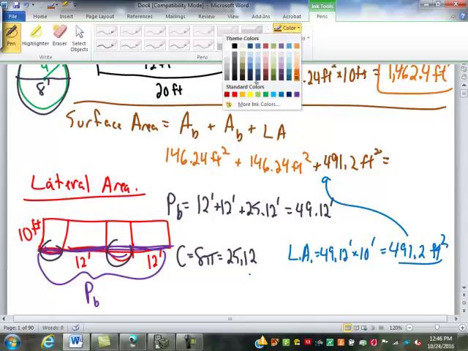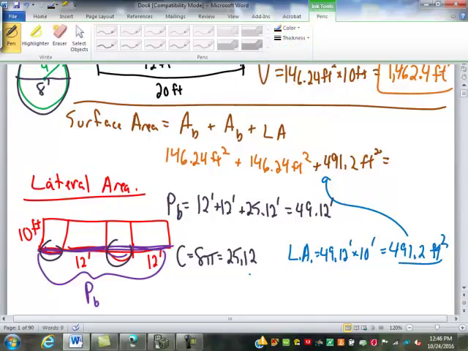When we add those all together, 146.24 and another 146.24 give us simply 292.48, with our 491.2. It's going to give us 783.68 square feet. That is our surface area. Does that look familiar? Did anybody come up with both of those? Anybody come up with either of those? You got the volume?